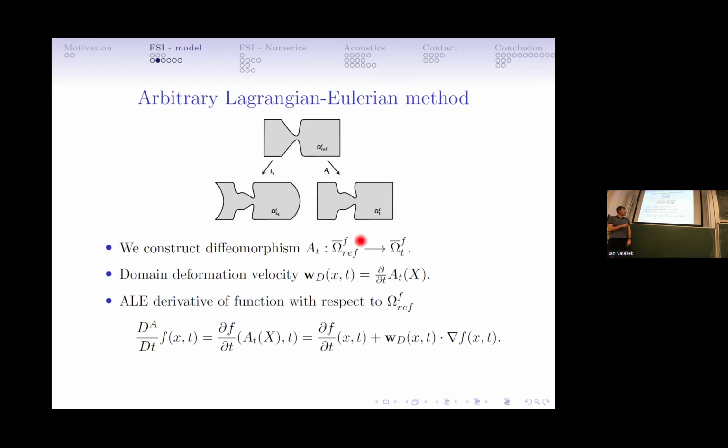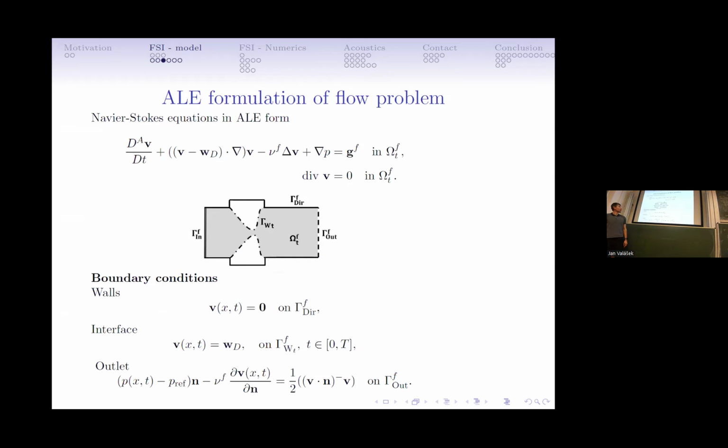Once we have this ALE map, the so-called ALE mapping, then we can also define a domain deformation velocity, which is just the time derivative of this mapping, and based on this, we can further define the ALE derivative of a function with respect to some point in the reference domain according to this formula. So we find that the ALE derivative is equal to the time derivative of some general function f plus some convective term in this formula.